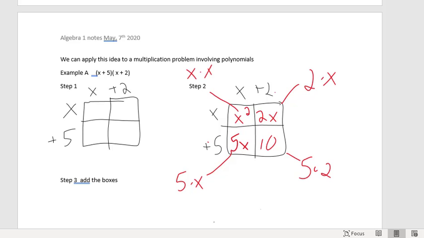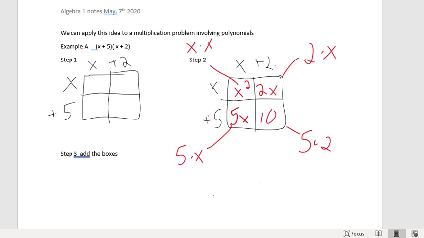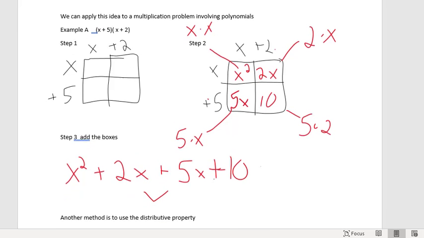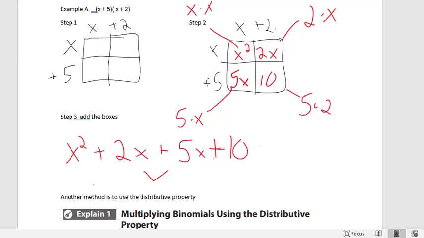All right, now we're going to add up the boxes. So x squared plus 2x plus 5x plus 10. We can combine our like terms. So we get x squared plus 7x plus 10. That's our final answer for that one.